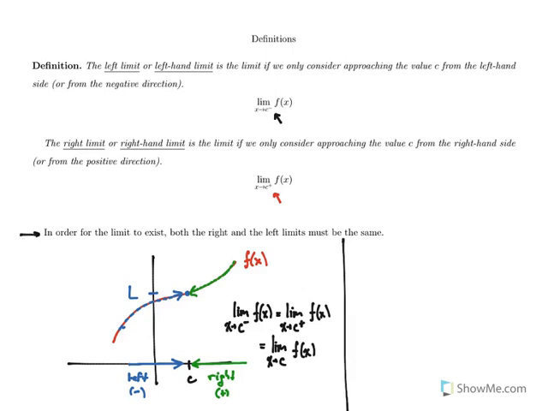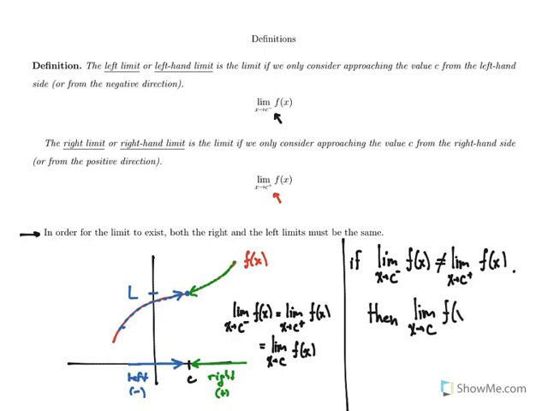There's this little thing here that says, in order for the limit to exist, both the right and the left limits must be the same. So if the limit as x approaches c from the left does not equal the limit as x approaches c from the right, then the ordinary limit, the two-sided limit, does not exist, DNE.